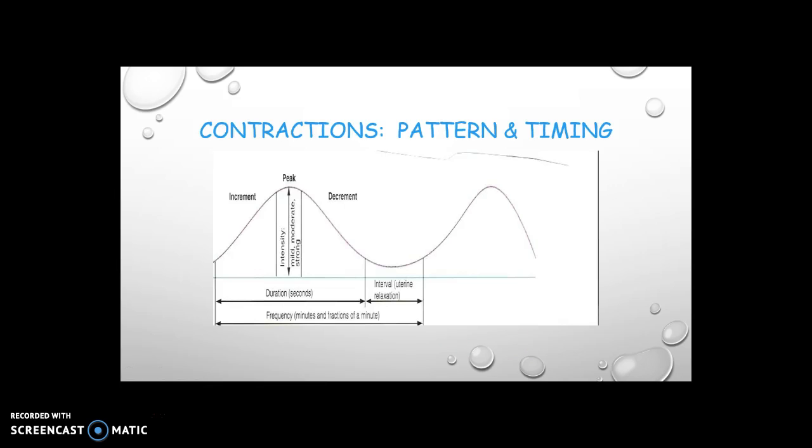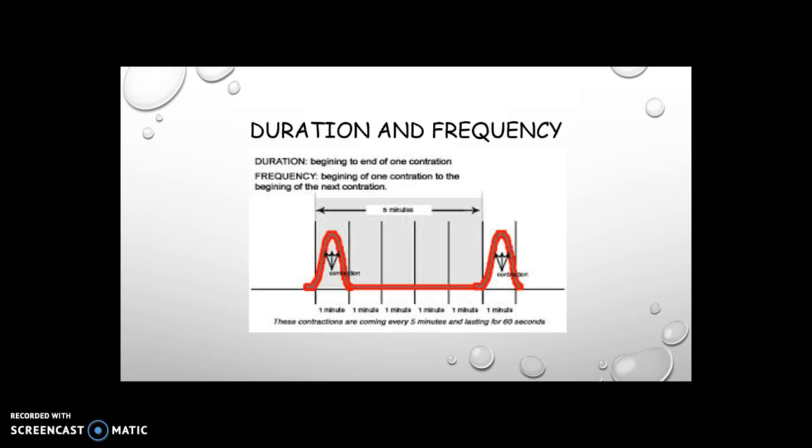Here's a look at a contraction. Here's the increment, the peak, and the decrement. Here's your duration, beginning to the end of the contraction, and here is your frequency from the start of this contraction to the start of the next contraction. And here is the resting phase for the uterus where the blood flow returns. Again, a look at duration and frequency. We'll look more at strips, but these little blocks are minute blocks, so that's a 5-minute period of time.